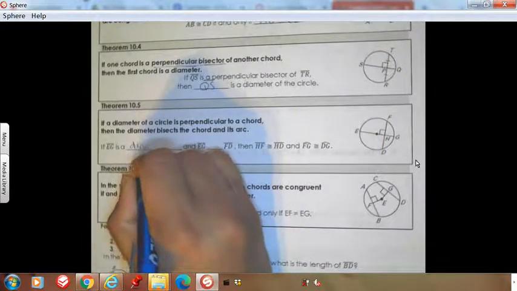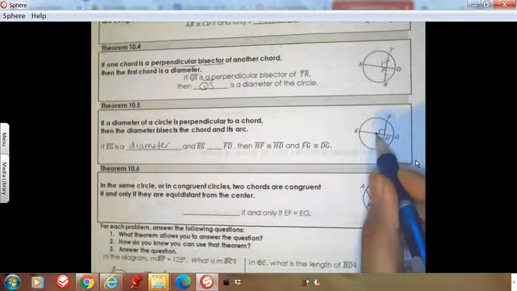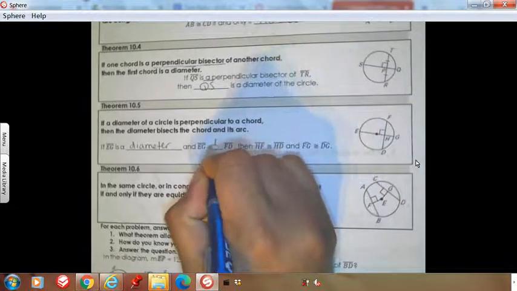So segment EG in this diagram is a diameter. Notice it also labels the center there for you, because this time that would be what you know for sure to start with. You would also know that segment EG is perpendicular to FD. So we'll draw that little perpendicular symbol.